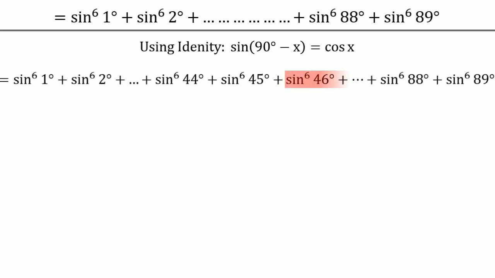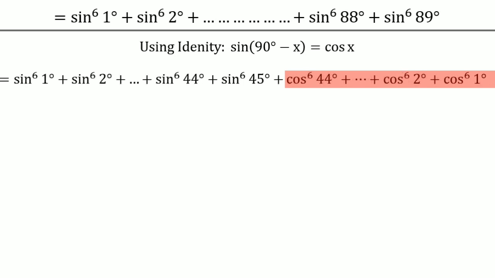Now this is our given information which we need to evaluate. Now using the identity sine of 90 degrees minus x is equal to cosine of x, now we have this thing given. Now all the terms after sine to the power 6 of 45 degrees, we convert them into cosine by using our identity like this.